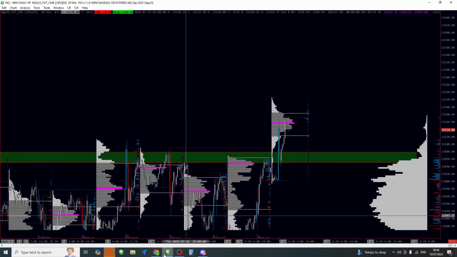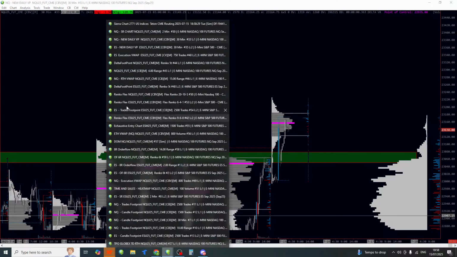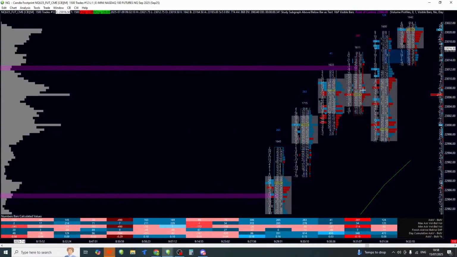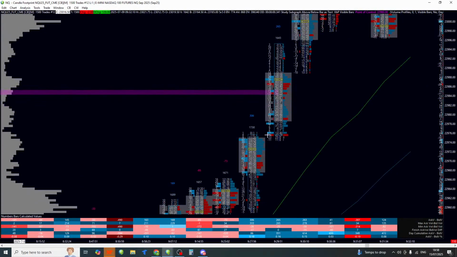And then what you do is, once you identify these areas, you look at the footprint chart, right? Where you can then see inside the candlestick and see where buyers and sellers are transacting, where the real-life imbalances are, where the momentum is, and where the trapped sellers and trapped buyers are. And that is essentially what you want to do every single day, rinse and repeat.